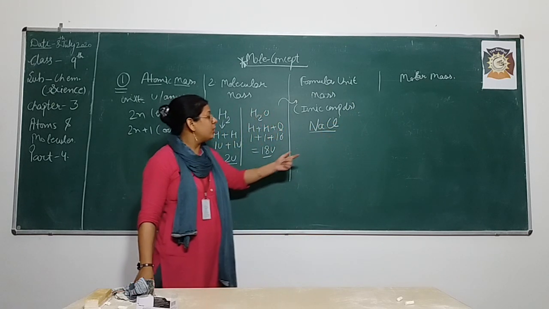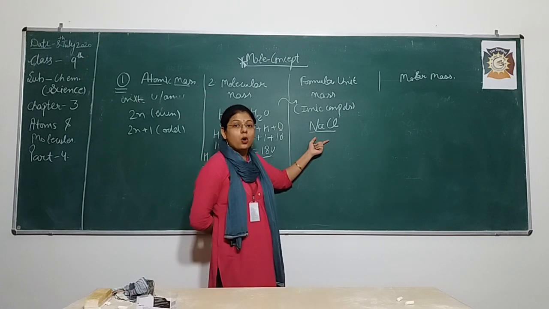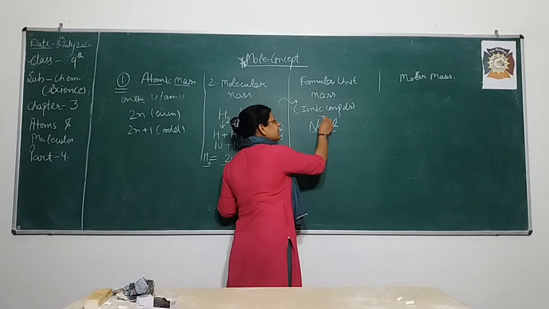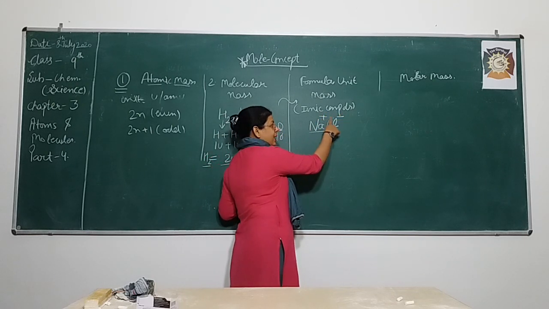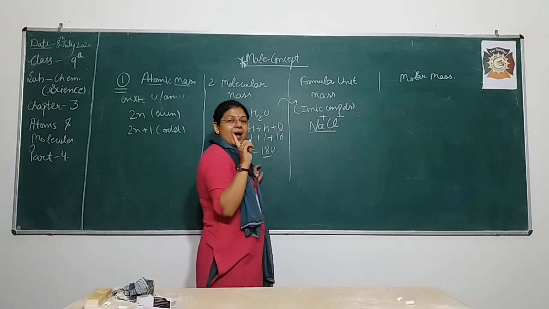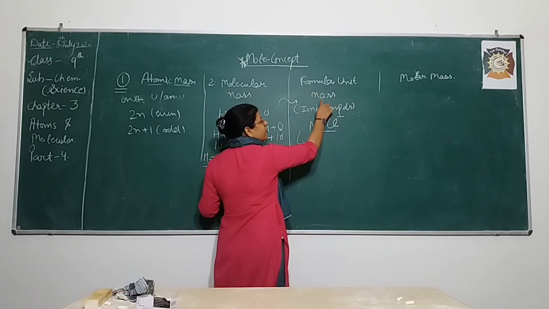Okay, if I am going to say calculate the molecular mass of NaCl, the statement is wrong, because NaCl is an ionic compound. Ionic means ions are present: Na positive and chloride negative. Sodium positive, chloride negative. So ions are present, that means it's an ionic compound. So its mass is known as formula unit mass.